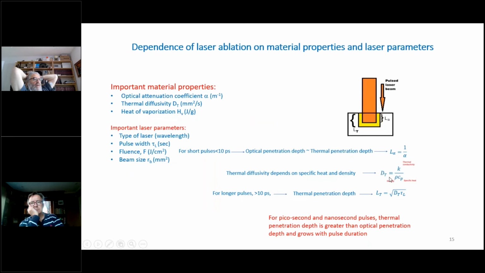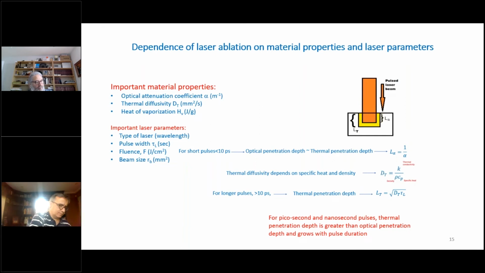Okay. Now I'd just like to explain a little bit of the physics of laser ablation and its dependence on material properties and laser parameters. What are the important properties? Optical attenuation coefficient, alpha, thermal diffusivity, in millimeter square per second, and heat of vaporization in joules per gram. And the laser parameters of importance are the type of laser, which determines the wavelength, the pulse width, the fluence, which is energy per unit area, and the beam size.